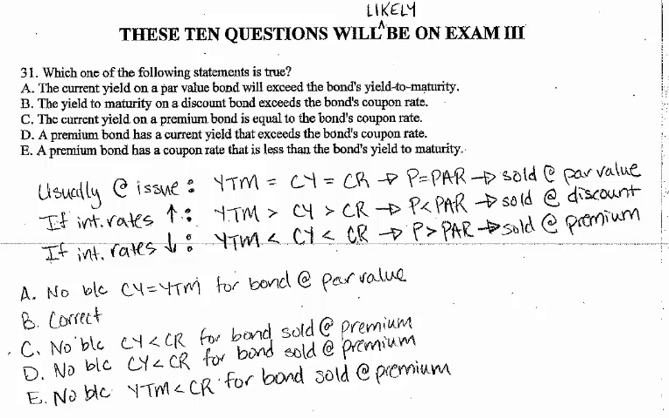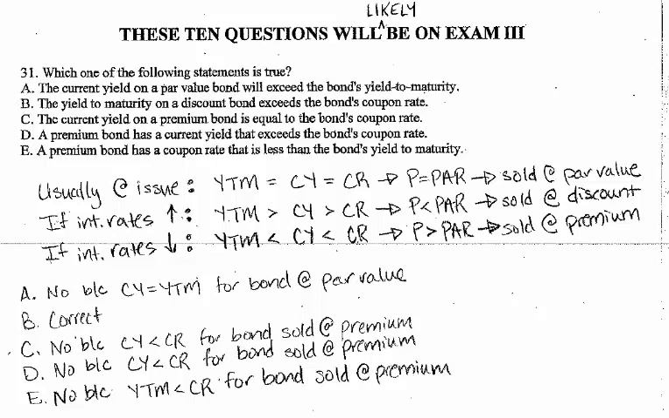A, the current yield on a par value bond will exceed the bond's yield to maturity. Well, this is obviously false. We know that if a bond's priced at par, then current yield, yield to maturity, and coupon rate are all going to be equal. So that one's wrong. Let's look at B. The yield to maturity on a discount bond exceeds the bond's coupon rate. So you go down to that line where you have the discount bond, you see the yield to maturity is the highest. It's definitely going to exceed the coupon rate. So that one is true. So your answer is B.